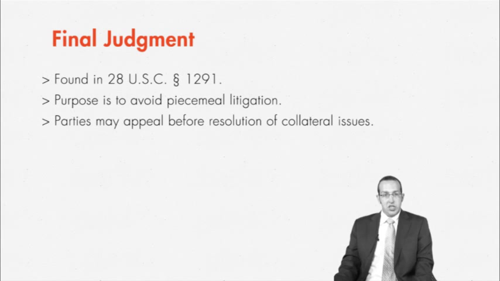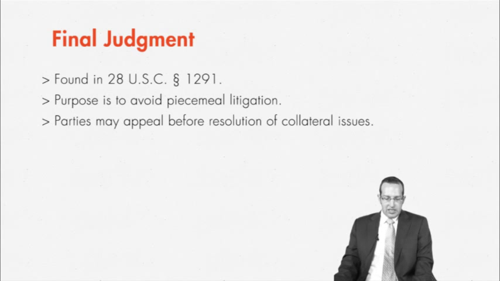The purpose of the final judgment rule, defined by 28 U.S.C. 1291, is to avoid piecemeal litigation. We don't want the parties bouncing back and forth between the trial and appellate courts every time the judge does something that one of the parties doesn't like. A final decision is essentially one that ends the litigation on the merits, such that all the judge has left to do is enter the judgment.